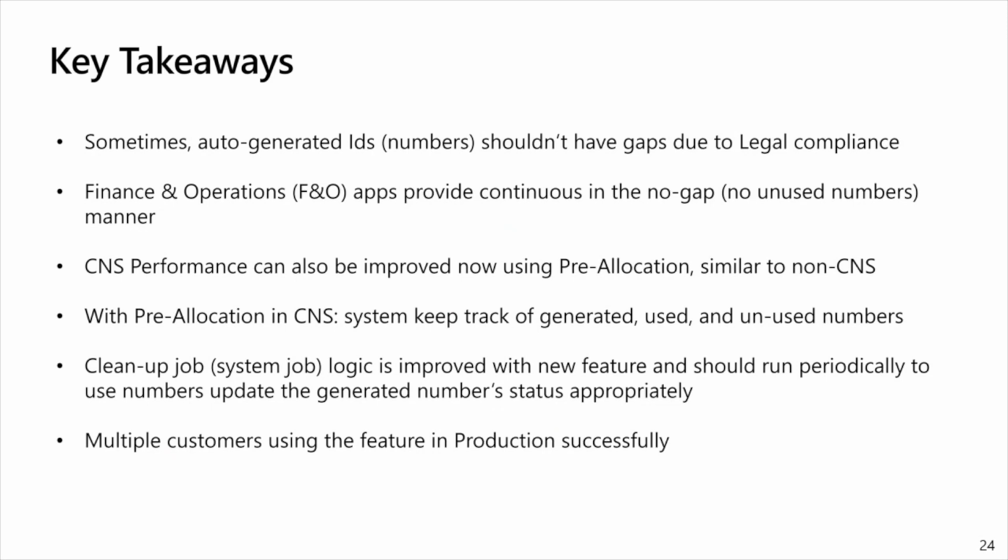Now with pre-allocation in continuous number sequence, those numbers are not in memory, they are in the database. So the system keeps track of generated, used, unused, reserved numbers in the database number sequence list table. So it's not in memory. You do have visibility: what are the numbers generated, what are used. The cleanup job is improved significantly now. On the SaaS-based application, we see there are frequent updates, restarts, or unexpected terminations or AOS crashes happening in those scenarios also. We have improved this cleanup job to keep track of those unused numbers.